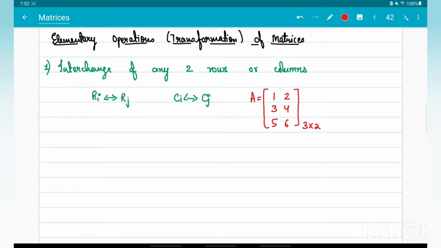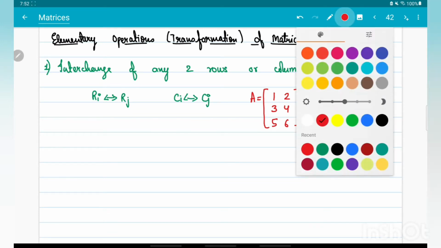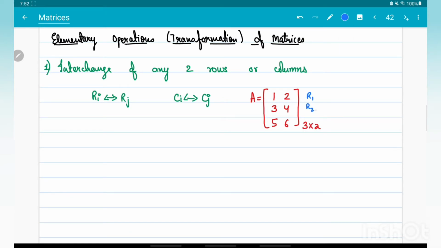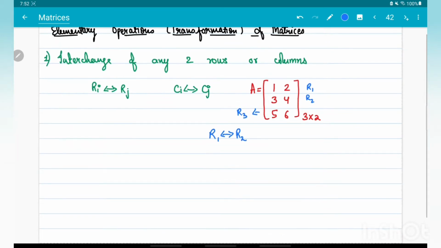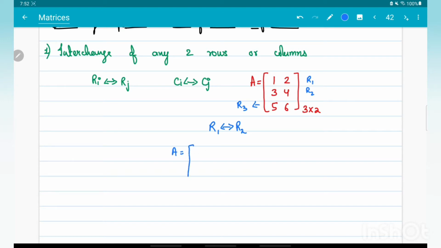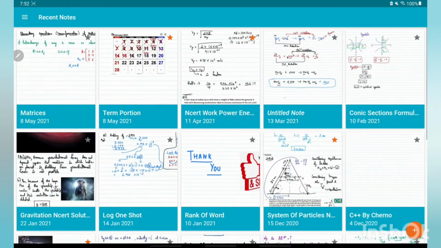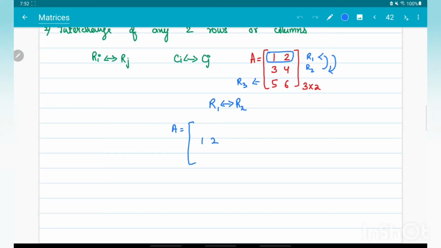Now I'm going to interchange 2 rows. Any 2 rows we can interchange, or any 2 columns we can interchange. Suppose this is my first row, second row, and this is the third row. If I say that I am going to interchange row 1 with row 2, I can do this step. When I interchange them, row 2 will come in place of row 1, and row 1 is going to come in place of row 2. That means this was my first row, and it is going to become my second row now, and my second row, that is 3 and 4, is going to become my first row. That is how I have interchanged row 1 with row 2.